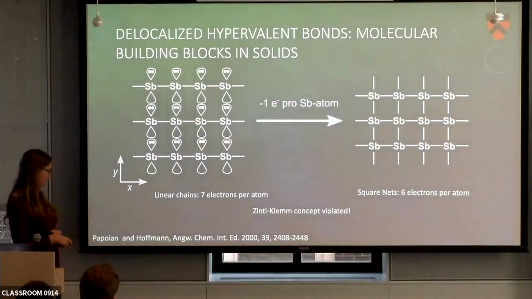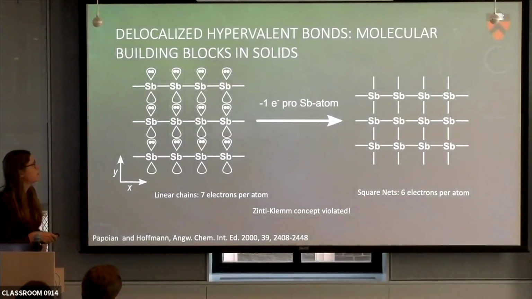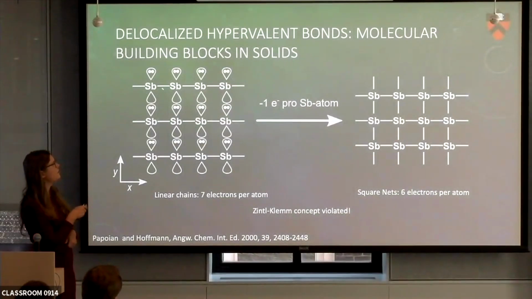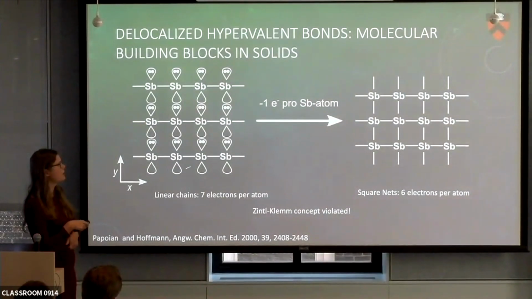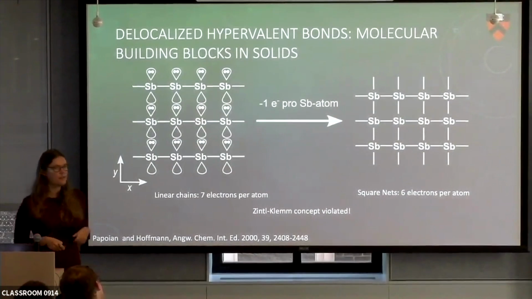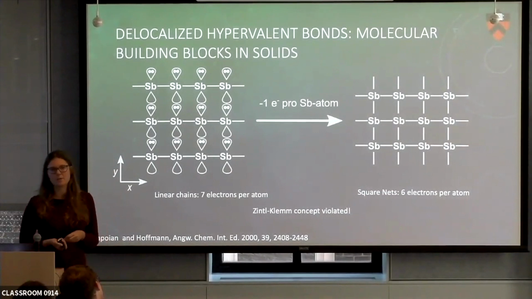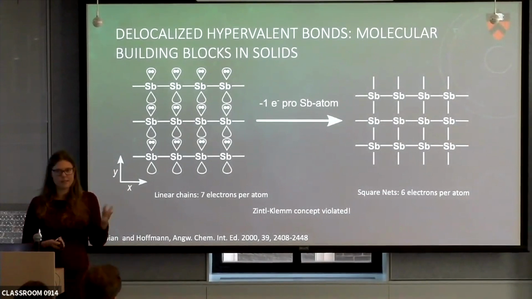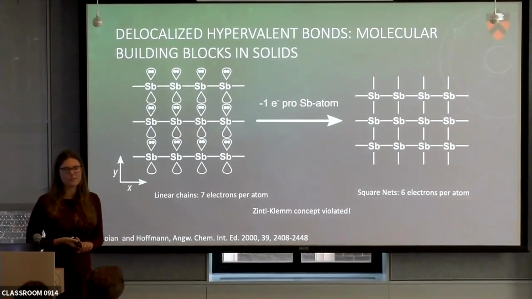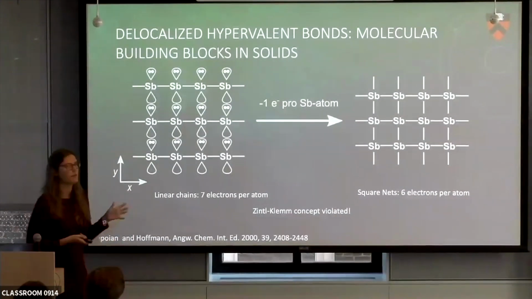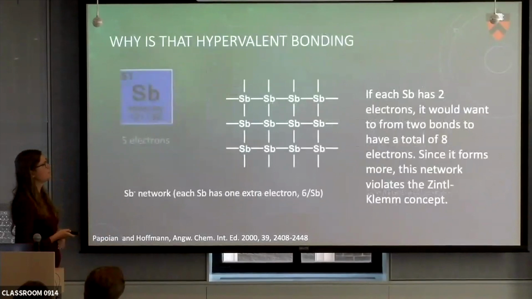And so I found a paper again by Roald Hoffmann, who described these antimony chains, linear antimony chains with 7 electrons, or square nets of antimony with 6 electrons. And he says they violate something called the Zintl concept, which is an electron counting rule in solid-state chemistry, which basically counts to 8. So they violate this one, so you cannot count to 8 in these, so they have to be hypervalent. Let us look at why they are hypervalent.